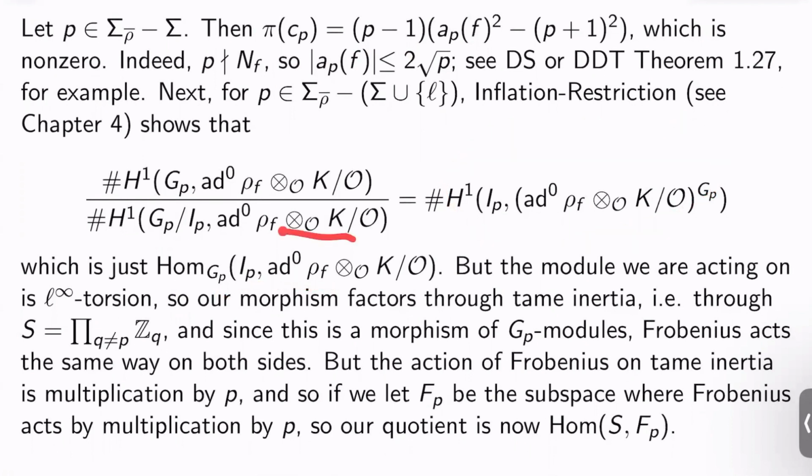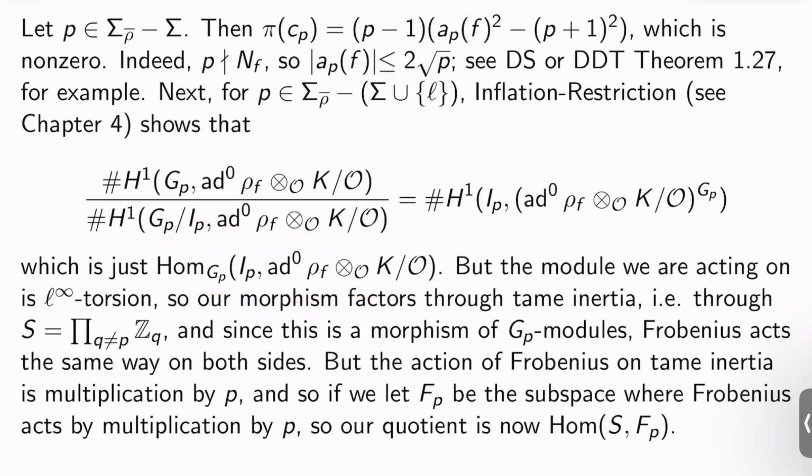Okay, but now we got to get a handle on this guy. The point is the module we're acting on here is L-infinity torsion. And so any morphism here would have to factor through tame inertia, which we know, this is another number theory fact, tame inertia is really just, we'll call it S, and it's isomorphic to the product of Z sub Q over primes Q that are not equal to P.